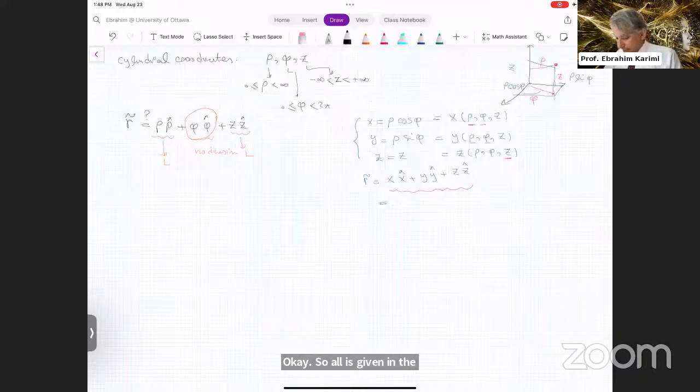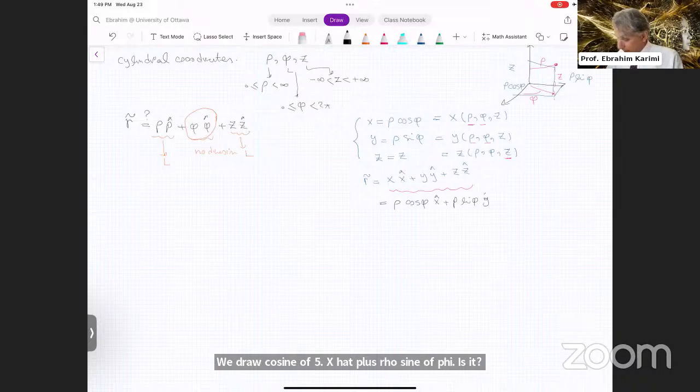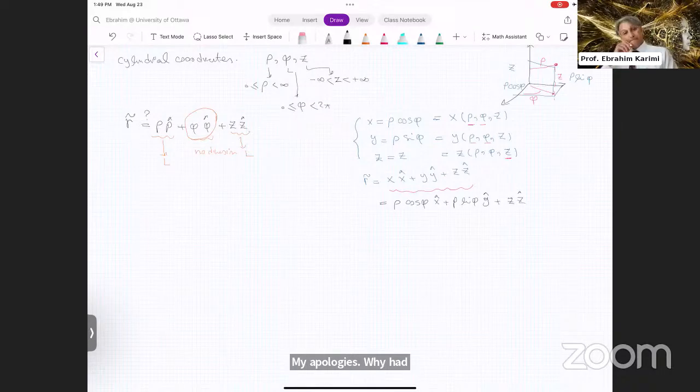So I will replace x with rho cosine of phi, x hat, plus rho sine of phi, y hat, plus z z hat.